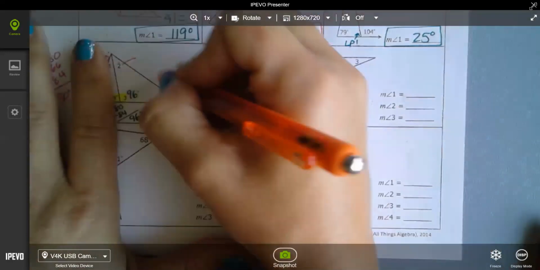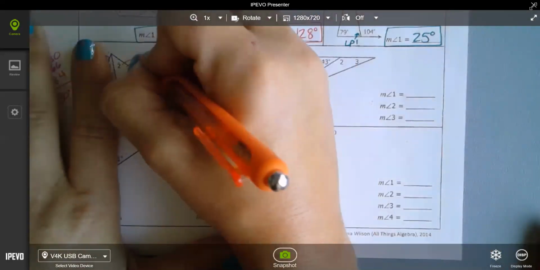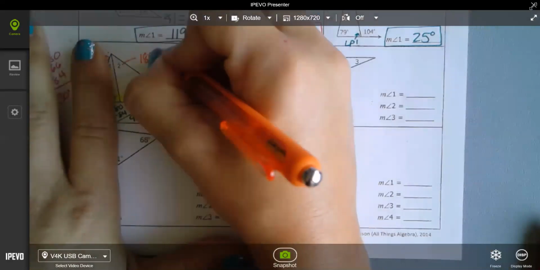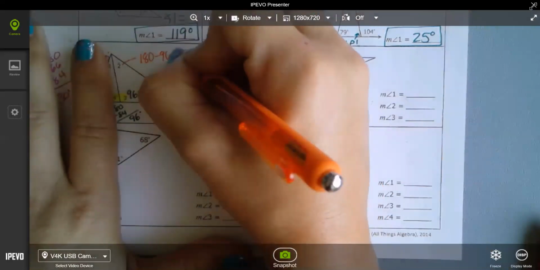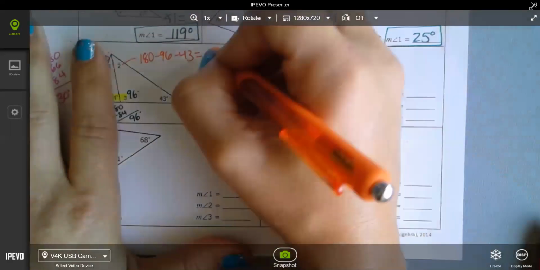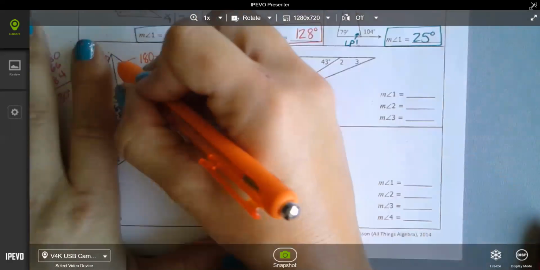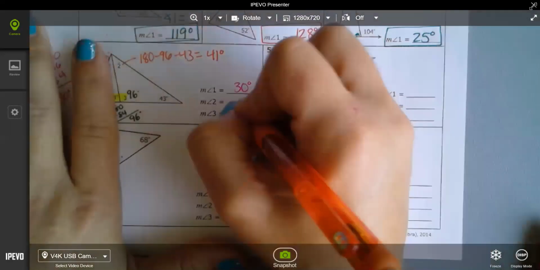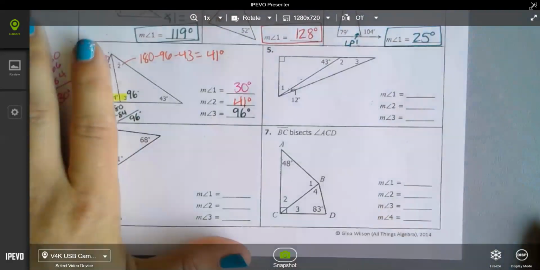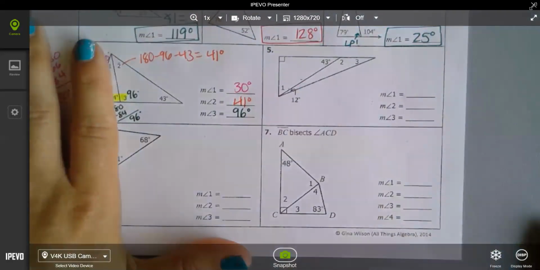So because this is a triangle, that's 180 degrees. So 180, get rid of the 96, get rid of the 43, and that leaves 41 degrees left over for angle 2. 41 degrees.